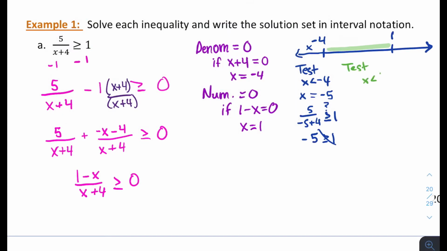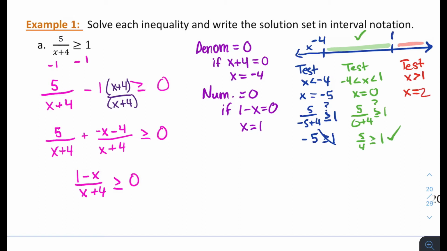Let's try one that is in between negative 4 and positive 1, say 0. 0 is always my favorite. So if I plug that in, I'll get 5 over 4 greater than or equal to 1, which yes, that is. And then let's go ahead and test a value that is greater than 1, say maybe 2. If you plug 2 in, you're going to get 5 sixths is greater than or equal to 1, but it is not.